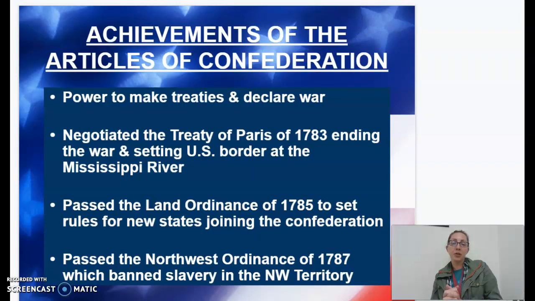Some of the achievements, though, of the Articles of Confederation were that they could make treaties and declare war. They were able to negotiate the Treaty of Paris, which ended the war and settled the U.S. border at the Mississippi River. They were able to pass the Land Ordinance of 1785, which set rules for how new states would join the Confederation. And they passed the Northwest Ordinance, which banned slavery in the Northwest Territories.